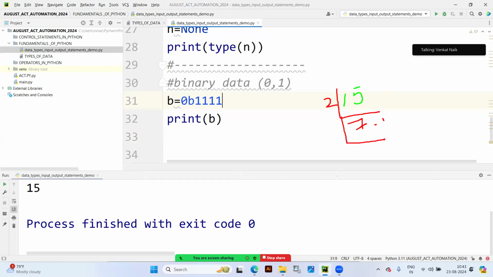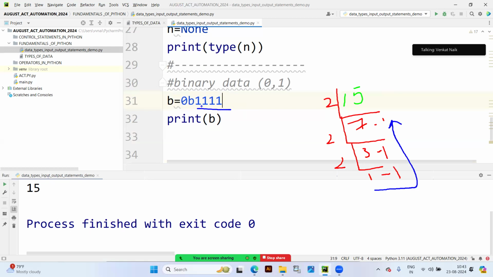Okay. Right? 2 threes are 6. Remainder is 1. 2 ones are 2. Remainder is 1. From the bottom, if you take all the remainders into consideration, 1 1 1 1, which is the binary equivalent value. Clear? This is one method where we can convert decimal data into binary data.